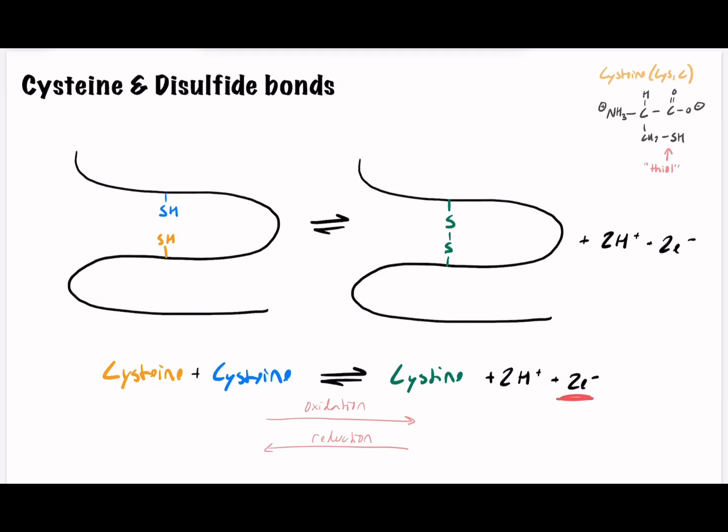An easy way I remember if a reaction is an oxidation or a reduction is by remembering the OIL RIG phrase. Oxidation is loss of electrons. Reduction is gain. And as you can see, moving in the forward direction of this reaction, we are losing electrons because they're on the product side.